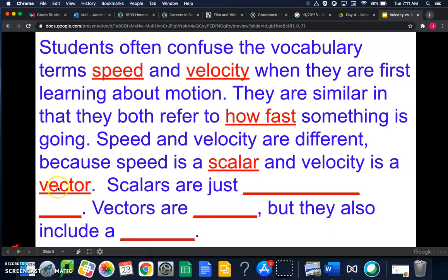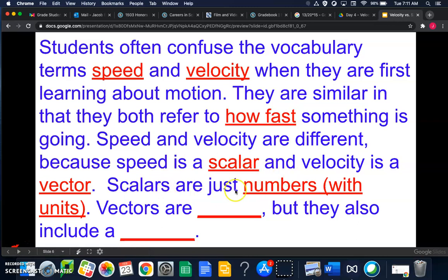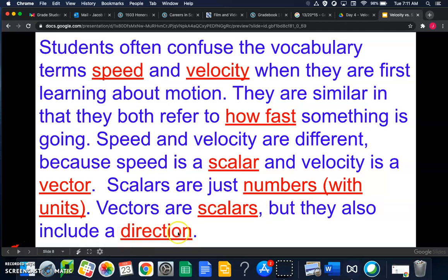Well, what does that mean? Scalars are just numbers with units, right? So speed is just a number with a unit. A vector is also a number with a unit, so a vector is also a scalar, but they also include direction. So this might be a little bit confusing. Let's go through a few examples to talk about the difference between speed and velocity, and I think it'll make sense. The biggest key here is that velocity is a vector and vectors include direction.